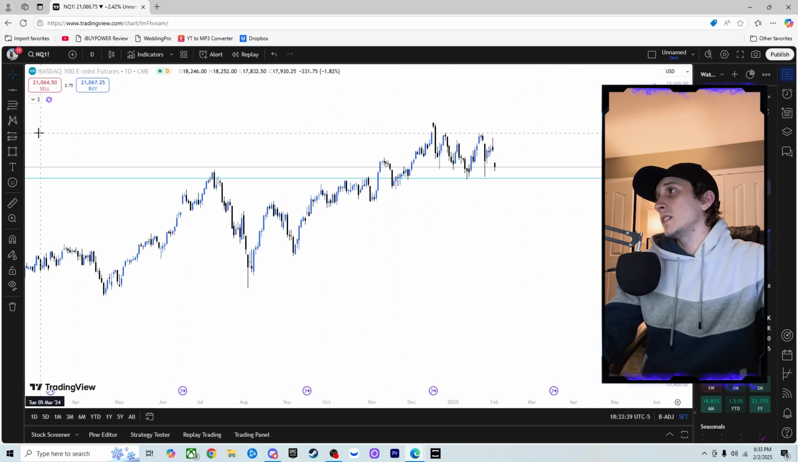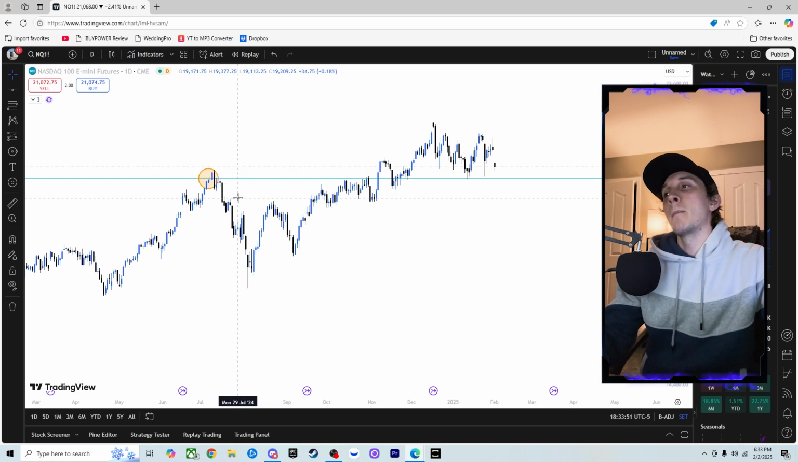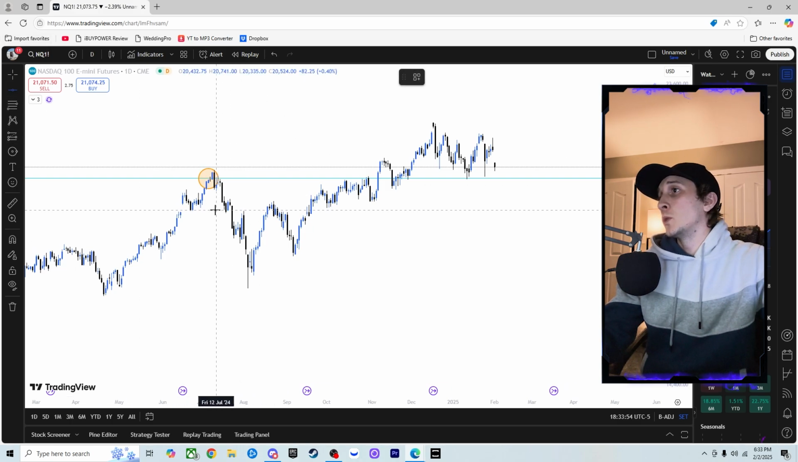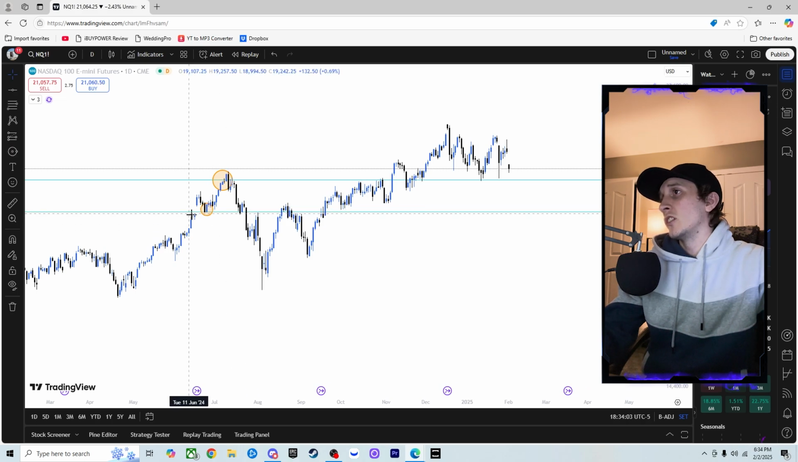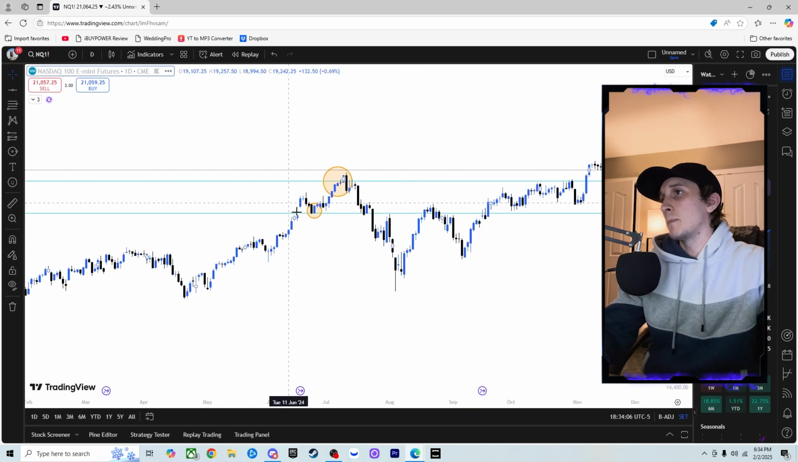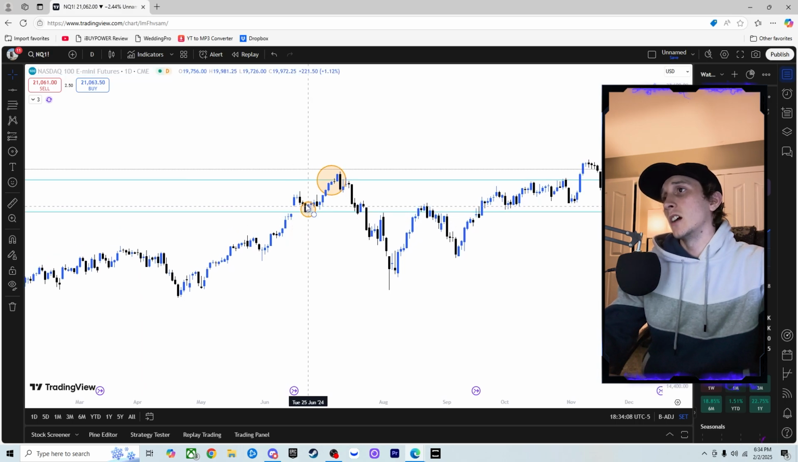So we can see that when we approached this spot right over here, as soon as we tapped it, what happened? We rejected, right? We rejected right off of it, pulled down, had a nice momentum push to the downside. Now, arguably, we could put another point right around here. Again, not adjusting it too much at the moment, just to give you guys examples as far as what happens. So just before that push up, what did we have? We had a bounce off of this level right here that created the push up.